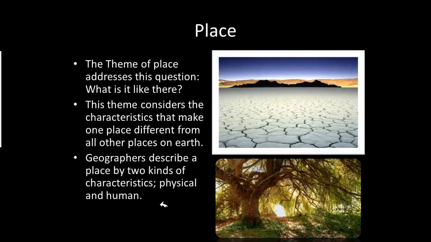There are 2 ways that geographers describe place. And it goes pretty much with the same way we describe geography, right? There are 2 types of geography, and there are 2 ways that we use to describe place. And that is physical and human, right?